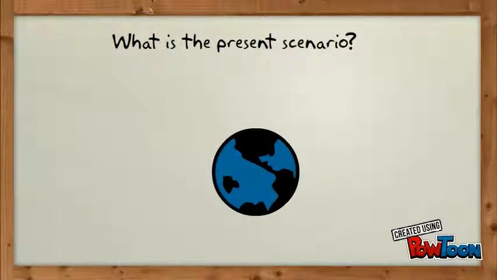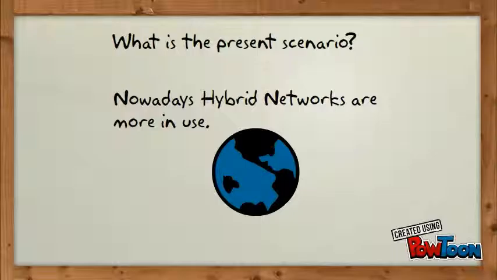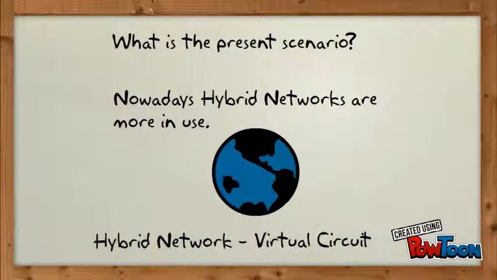The present scenario is totally different. Nowadays they employ more hybrid networks. They combine the advantages of both circuit switching and packet switching, and they created another new network type, which is a virtual circuit. A virtual circuit is good to work with.